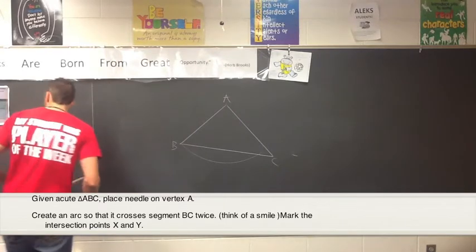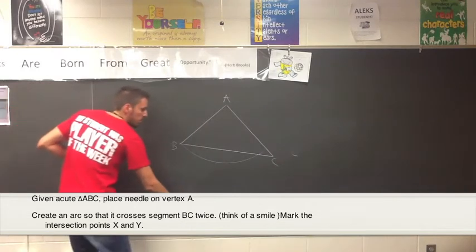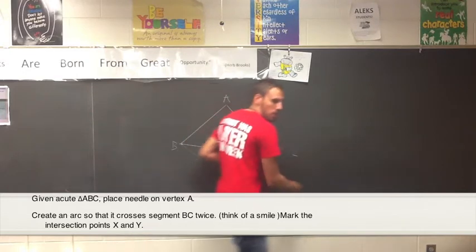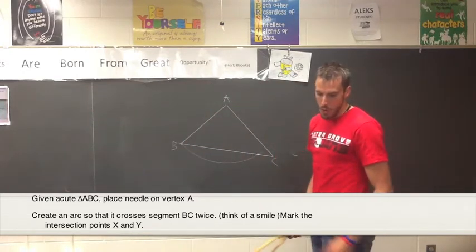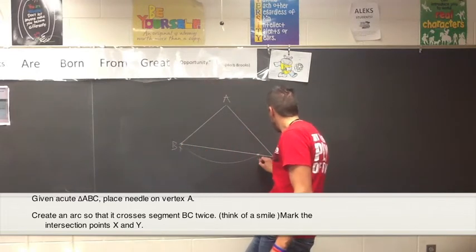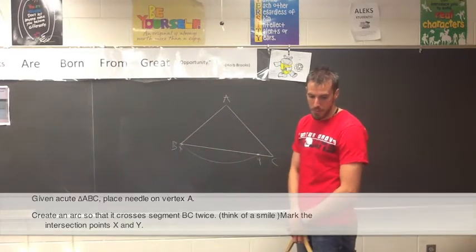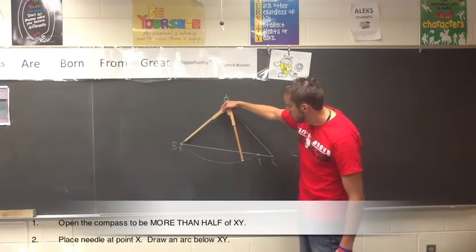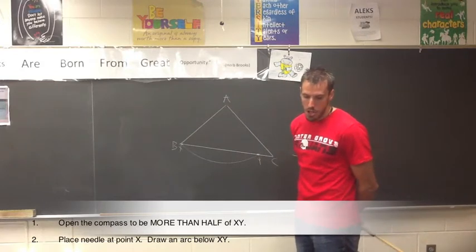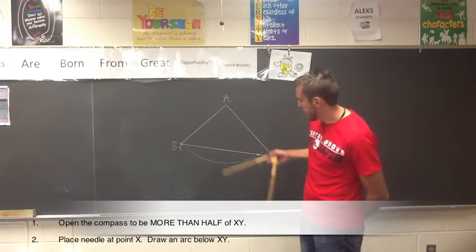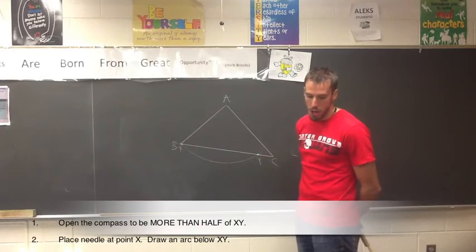Once you have it intersect in two places, you want to label those two points. We have X and Y as the intersections. Now we are going to try to find the midpoint of this. We have to open the compass to more than half of XY. So we're going to place the needle at X and draw an arc below, down here, below XY.